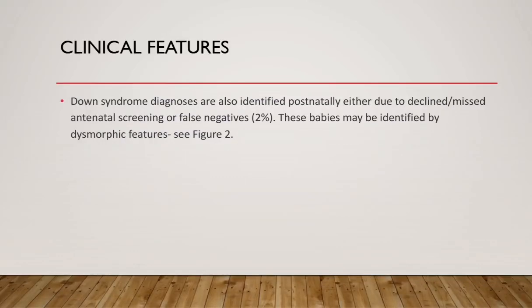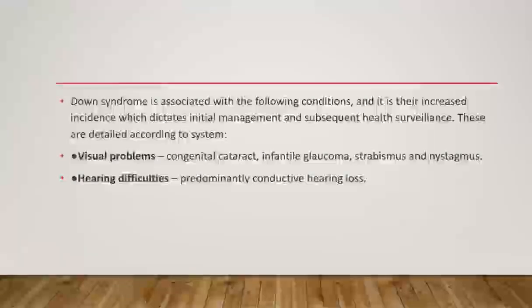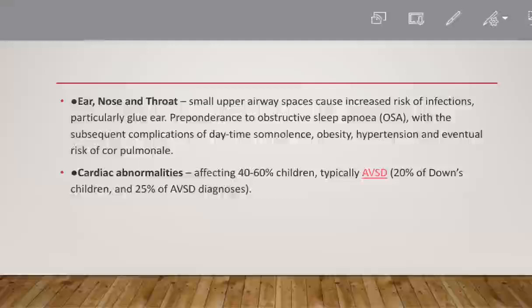Down syndrome diagnoses are also identified postnatally, either due to declined or missed antenatal screening or false negatives. These babies may be identified by the dysmorphic features. Down syndrome is associated with the following conditions, and there is an increased incidence which dictates the initial management and the subsequent health surveillance. These are detailed according to system. Visual problems: congenital cataract, infantile glaucoma, strabismus and nystagmus. Hearing difficulties, predominantly conductive hearing loss.